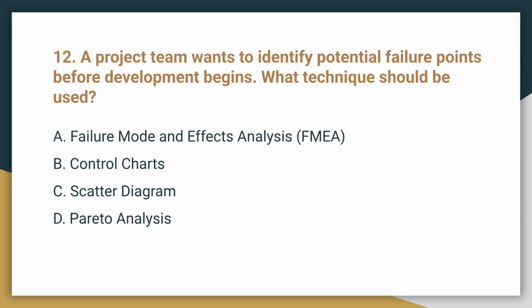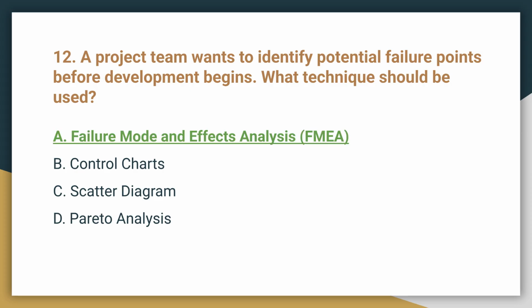Question 12. A project team wants to identify potential failure points before development begins. What technique should be used? The correct answer is A. Failure mode and effects analysis, or FMEA. FMEA proactively identifies possible failures and analyzes their impact for risk-based quality planning.